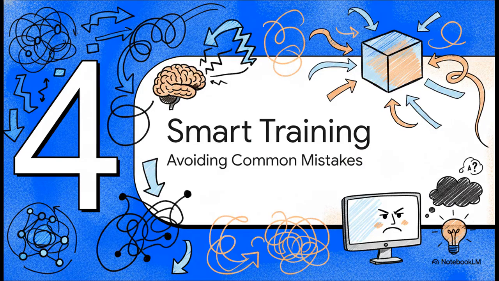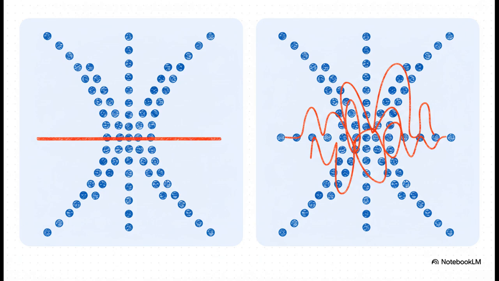But here's the catch. Just like any student, our model can pick up some really bad study habits. The process isn't always perfect, and if we're not careful, it can start to learn completely the wrong lessons from the data we give it. This brings us to one of the biggest headaches in machine learning, underfitting versus overfitting.